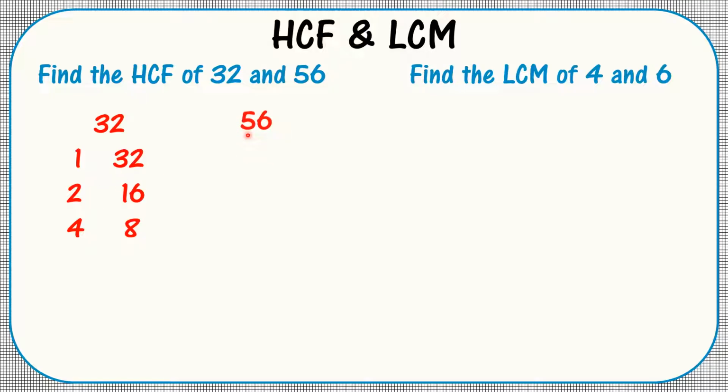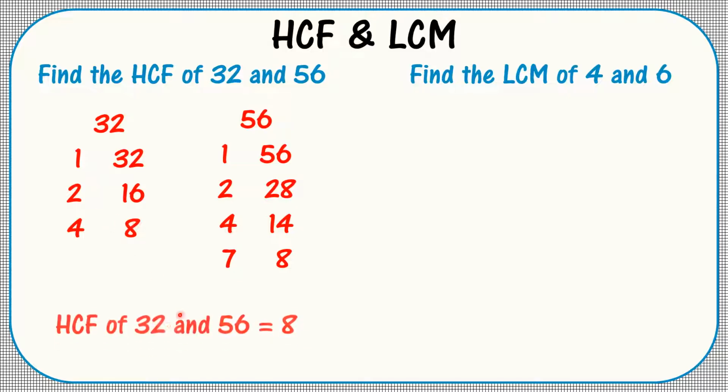The next thing you do is you do the same for the number 56. 1 times 56, 2 times 28, 3 doesn't go into it, 4 does, so it's 4 times 14, 5 doesn't go into it, 6 doesn't go into it, and 7 times 8. So these are all the factors of 56. What you will do now is you'll find the highest common factor, so the highest common number in both of these lists. As you can see, the highest common factor of 32 and 56 is the number 8.